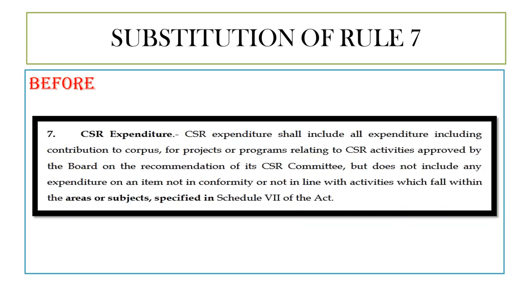Before, it was regarding CSR expenditure, which shall include contribution to corpus or projects or programs, the activities approved by the board on recommendation, but does not include any expenditure for activities in conformity with the areas or subjects specified in Schedule 7. So it was quite precise, but now in the new rules it's quite detailed. Let's see what is in it.